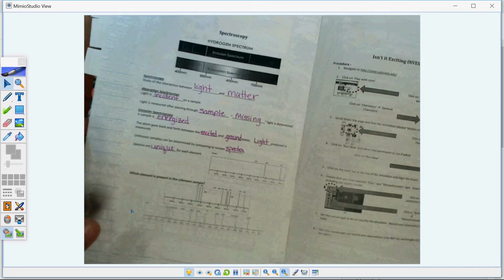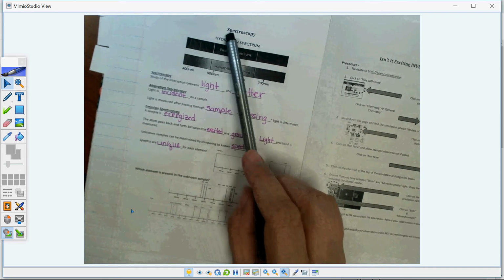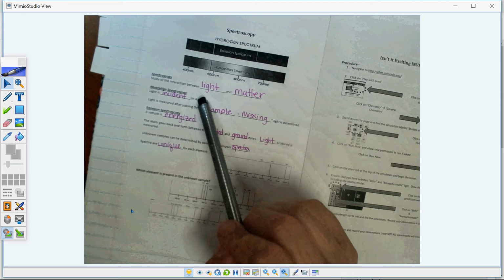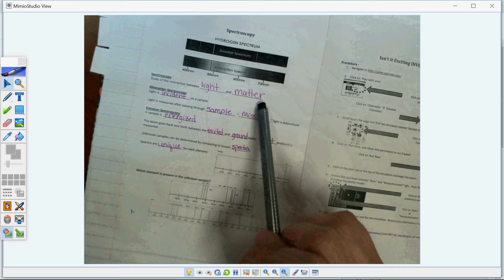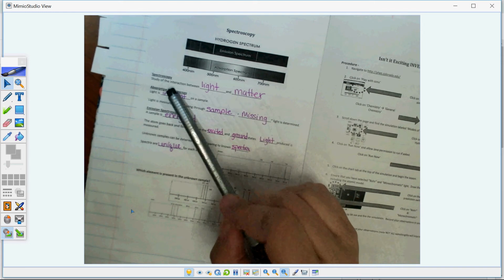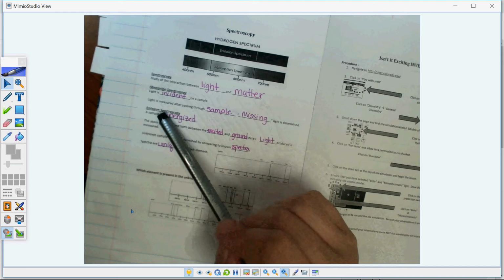Another thing we've talked about is this thing called spectroscopy. And spectroscopy is really just the study of how light and matter interact with each other. And there's two types of spectroscopy. There's what's called absorption spectroscopy and emission spectroscopy.